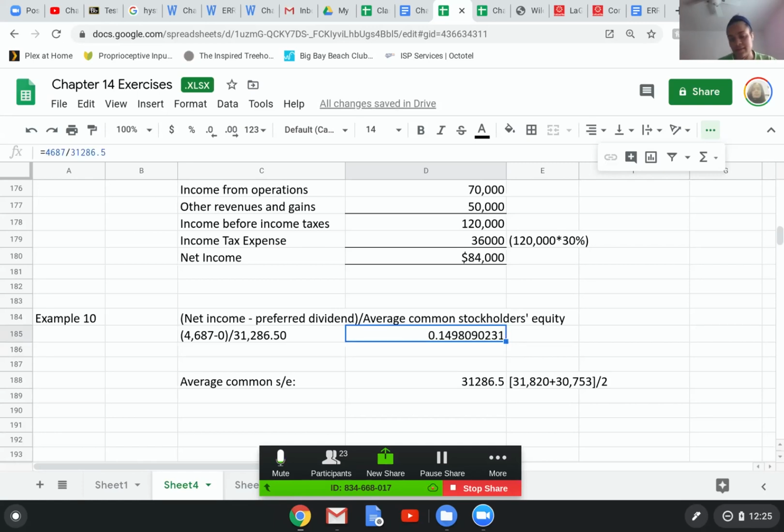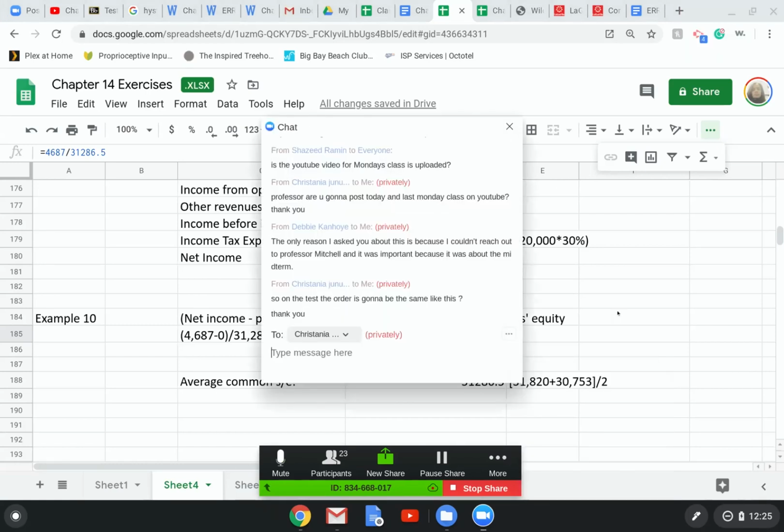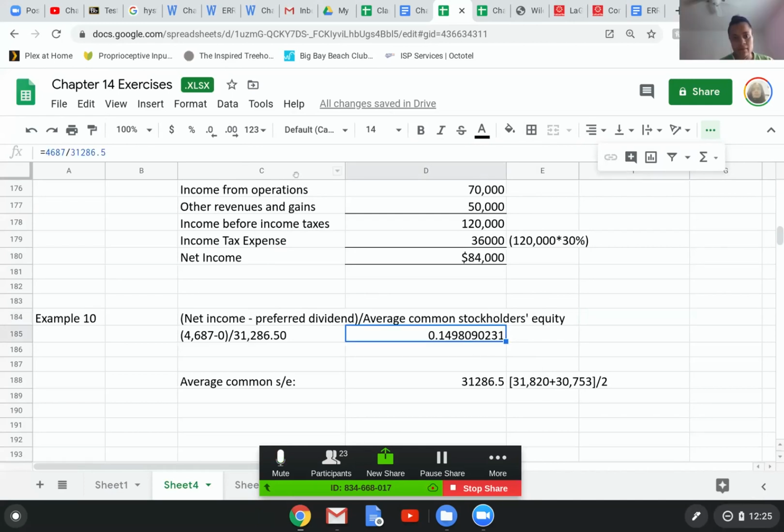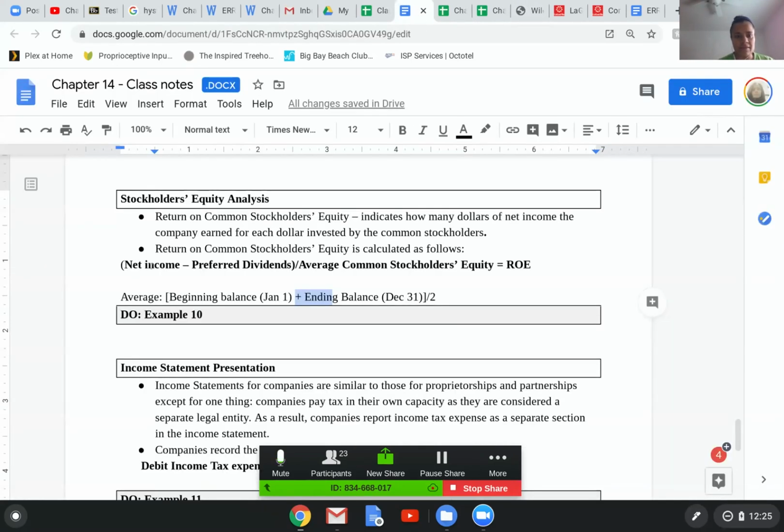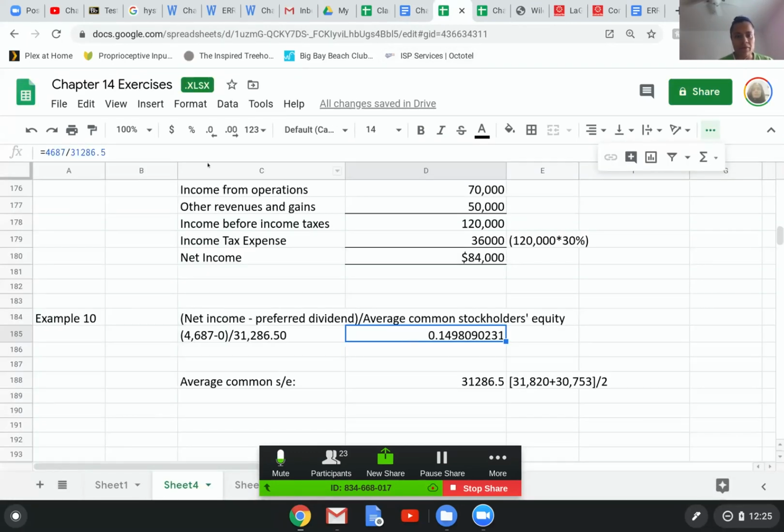Does anyone want to guess what that actually means? 15%? Yeah, that's right. Whenever you hear the word return, it's generally expressed as a percentage. So in this case, you end up with 0.14, but you convert it to a percentage, so it's 14.98, or if you round to no decimals, it's going to be 15%. So what does that mean?